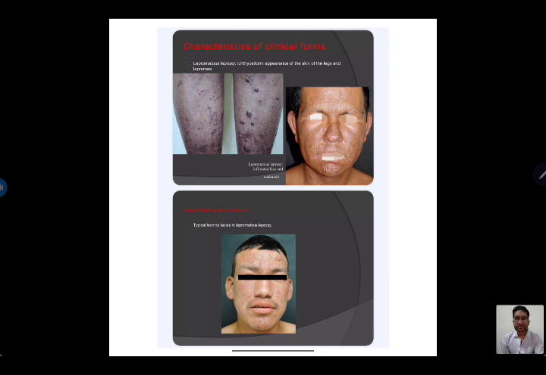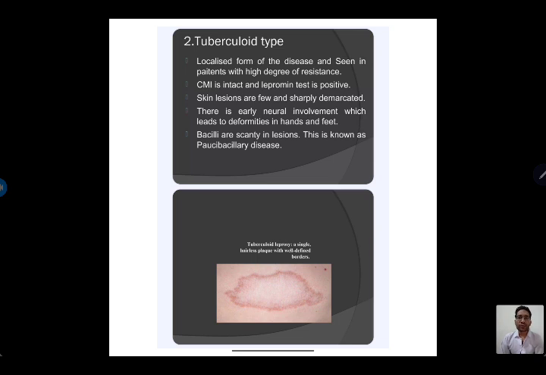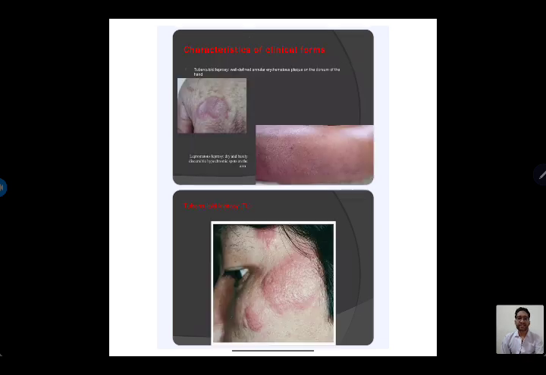Tuberculoid type: a localized form of the disease, seen in patients with a high degree of resistance. The CMI is intact and the lepromin test is positive. Skin lesions are few and sharply demarcated. There is early neural involvement which leads to deformities in the hands and feet. The bacilli are scanty in lesions. This is known as paucibacillary disease, characteristic of this clinical form.